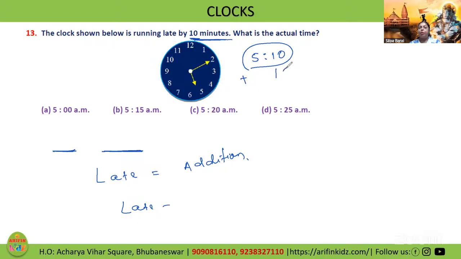So simple beta, what you will do? To 5:10, you will add 10 more minutes. So how it is coming? It is coming 5:20. So actual time is 5:20, but the clock's own time is what? The clock's own time is 5:10. So just you need to remember, beta, when the late concept question is given, you have to do the addition. Because something has become late, you have to move it forward. So something you have to do fast means you need to add, right? So that is addition. Okay. So answer is option number C.